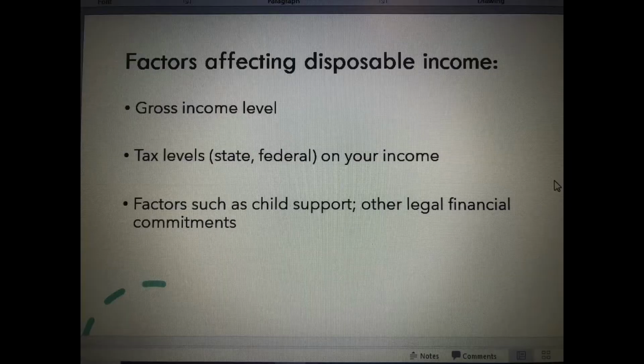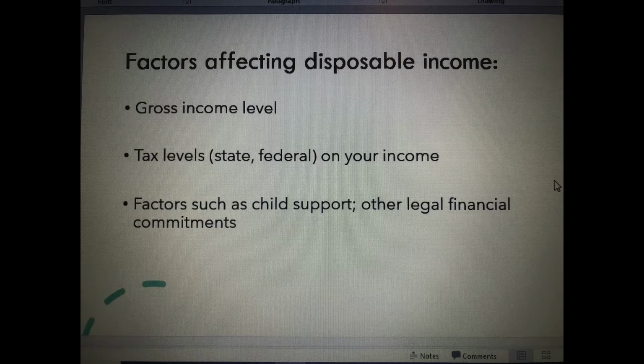The amount of income that an individual has at his or her disposal is dependent on varying factors, and we can look at three basic factors. The gross income level, that is the amount of money that you get. The tax level, as I alluded to, at the state and the federal level, on your income, that is. And the factors such as, unfortunately, child support and other court or legal financial commitments. These affect your disposable income level. How one spends or disposes of that income is another question altogether.